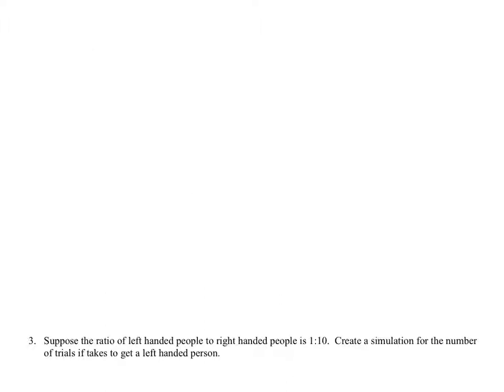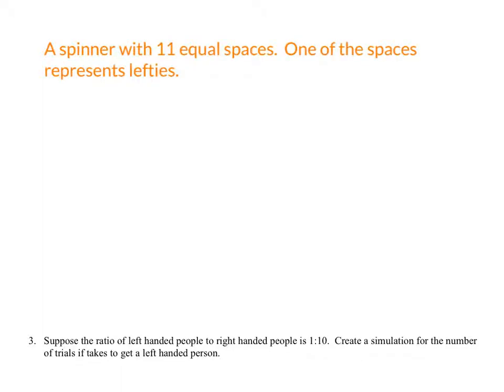Suppose the ratio of left-handed people to right-handed people is 1 to 10. Create a simulation for the number of trials it takes to get a left-handed person. So what kind of simulation can we do right here? Bam, a spinner is always a good one. That's good. This is a good question. How many spaces does the spinner have to have, though? 11, right? You got 1 left-handed person and then 10 right-handed people by this ratio, so we do need 11. So a spinner with 11 equal spaces would work as long as one of the spaces represents the lefties.